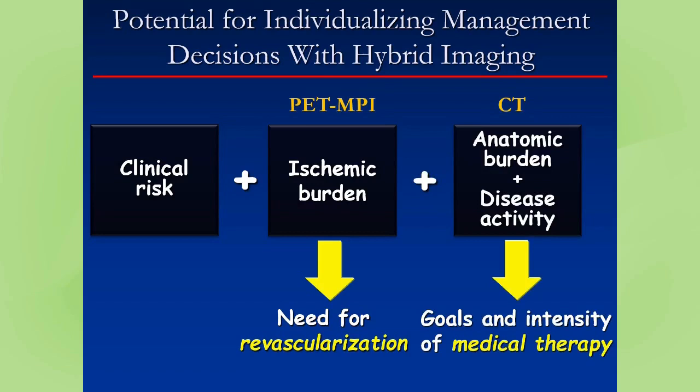We then add our CT coronary calcium information in, and that helps us with anatomic burden and overall disease activity, and that helps us know what our goals are and what goal levels and intensity of medical therapy is necessary.